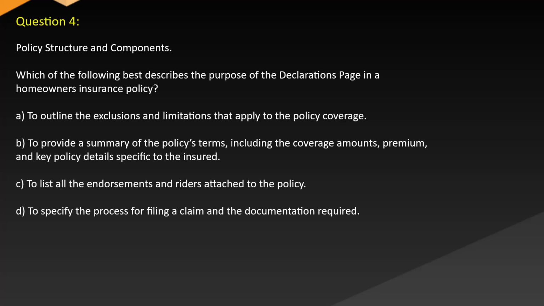Question 4. Policy structure and components. Which of the following best describes the purpose of the declarations page in a homeowner's insurance policy? A. To outline the exclusions and limitations that apply to the policy coverage. B. To provide a summary of the policy's terms, including the coverage amounts, premium, and key policy details specific to the insured. C. To list all the endorsements and riders attached to the policy. D. To specify the process for filing a claim and the documentation required.